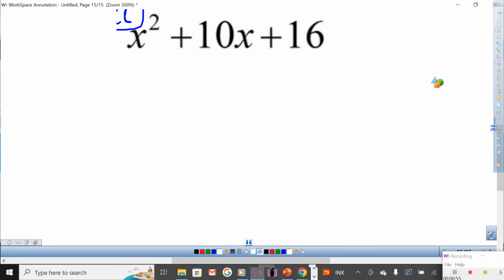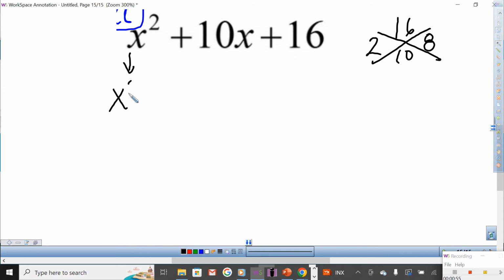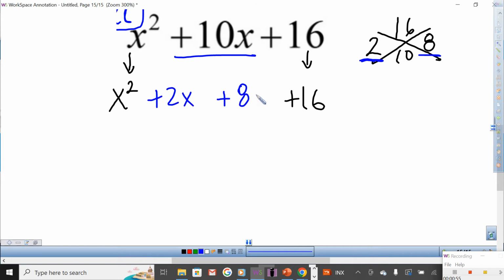All right, to factor, first 2 steps. Is it a standard form? Yes. Is there a GCF? No. So, 16 and 10. Factors of 16 that add up to 10. 8 and 2, or 2 and 8. All right. So I rewrite the whole trinomial, bring down the first term, bring down the last term, and instead of writing 10x in the middle, what am I going to write? 2x and 8x. Is it coming back for some of you?